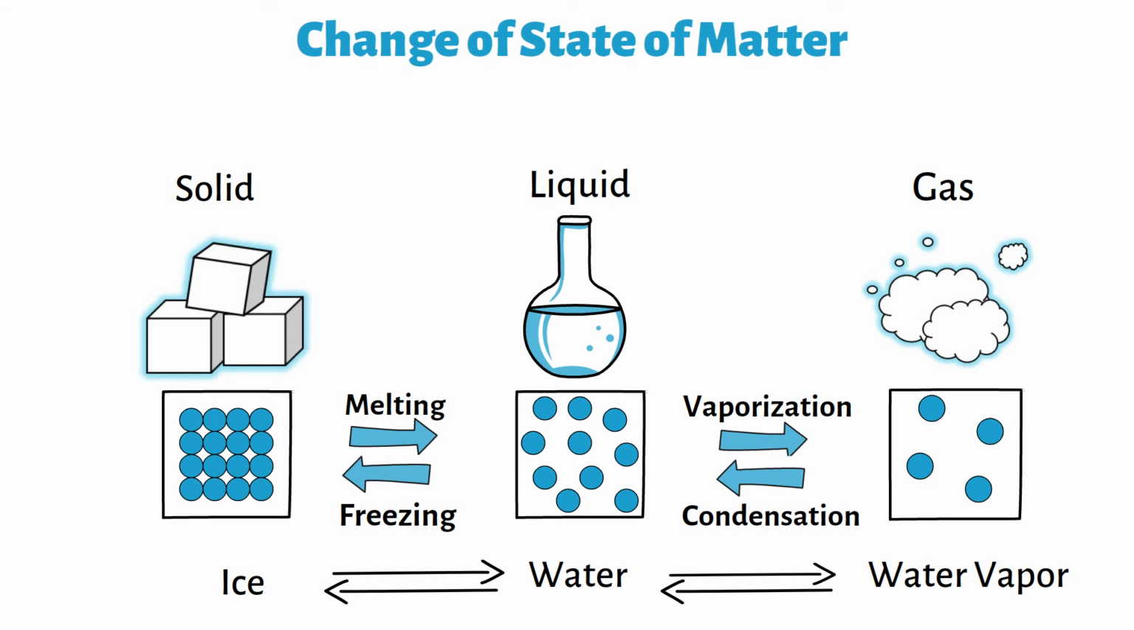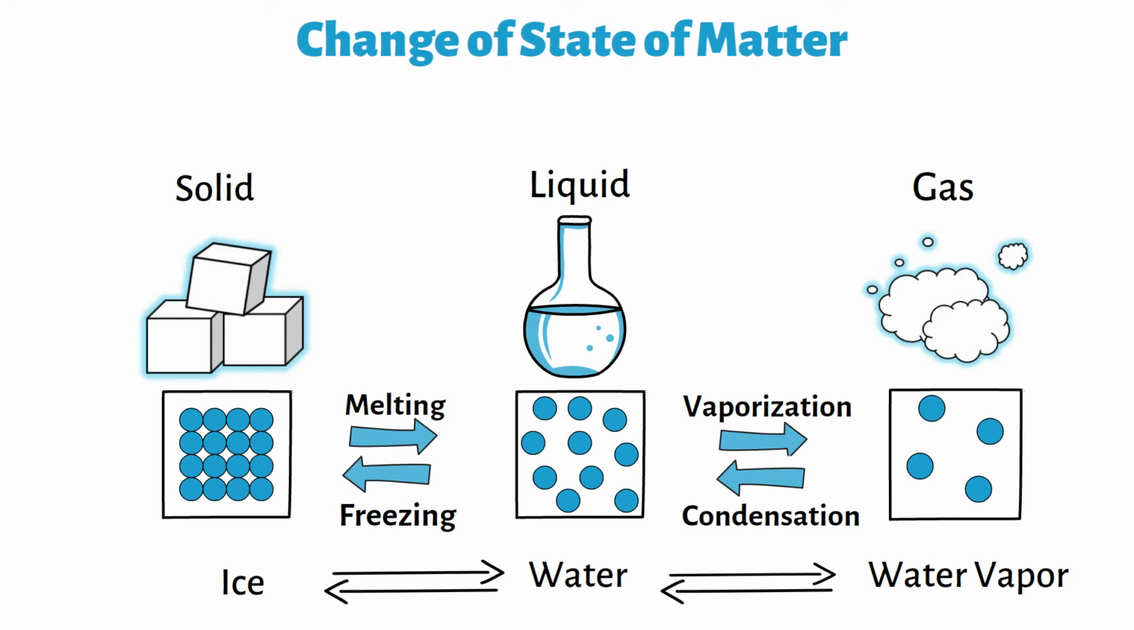Every matter has its own melting point, boiling point, condensation point, and freezing point. In the case of water, the melting point and freezing point are the same, which is 0 degrees Celsius. Also for water, the boiling point and condensation point are also the same, which is 100 degrees Celsius.